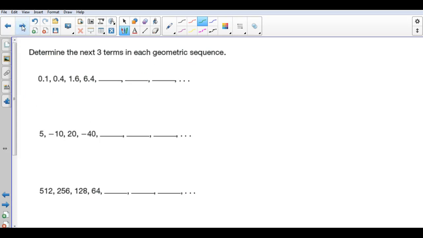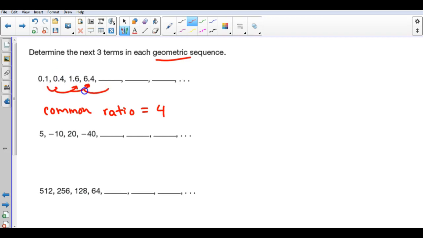Now we'll move on to geometric sequences. With these ones, we're not going to have a common difference, but instead we're going to have a common ratio. So in this first one, to figure out what the common ratio is, you're going to take the second number divided by the first number. So if you take 0.4 divided by 0.1, you're going to get a common ratio of 4. So what that means is you are actually multiplying by 4 every time.